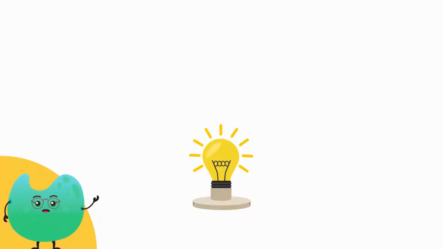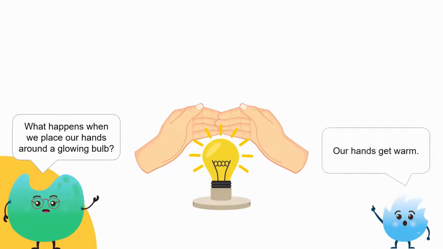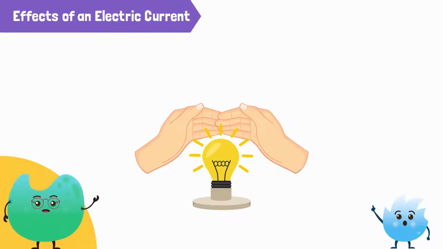Consider a glowing bulb. What happens when we place our hands near a glowing bulb? Our hands get warm. But do you know why? We can understand this by studying the different effects that the electric current produces.